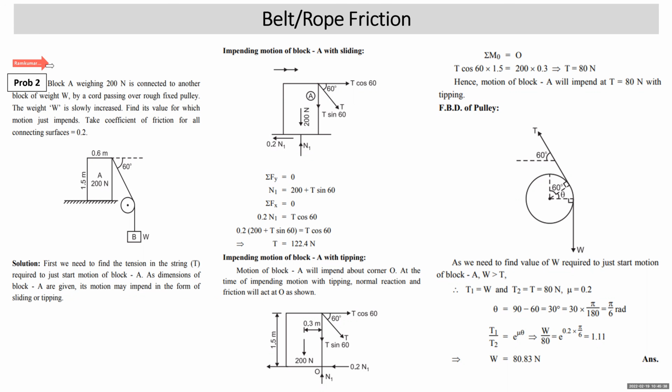I'm reading the sum. Block A weighing 200 Newton is connected to another block of weight W by a cord passing over the rough fixed pulley. The weight W is slowly increased. Find its value for which motion does impend. Take coefficient of friction for all connecting surfaces as 0.2.